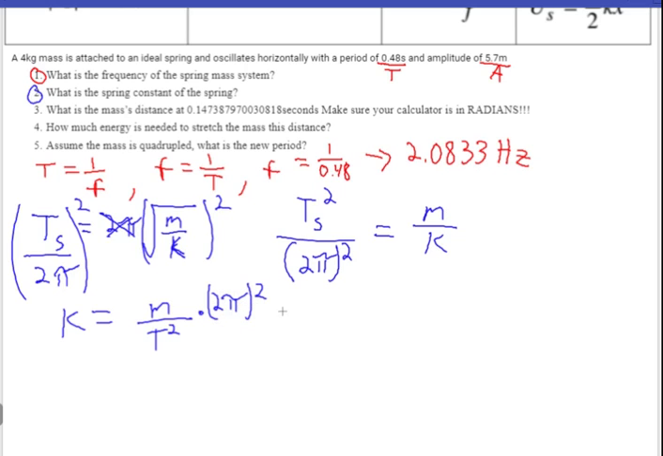When I plug in my numbers, I know that my mass is 4 kilograms. I know that my T is 0.48, and I know pi is just a constant. I end up with a k value of 685.389 newtons per meter.